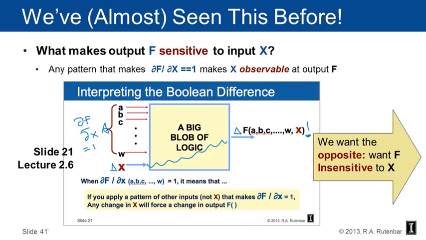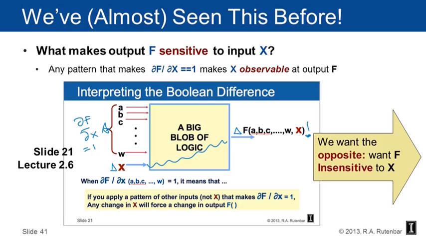Now it turns out we've almost seen this before. We solved the flip problem. What makes F sensitive to X? Now note the change of variable names here. This is a blast from the past. This is slide 21 of lecture 2.6 that talked about the Boolean difference. And what that said was that any pattern del F del X equal 1 makes X observable at output F. So interpreting the Boolean difference, we have a box that says a big blob of logic, and has an output that says F is a function of A, B, C, dot, dot, dot, W, and X.